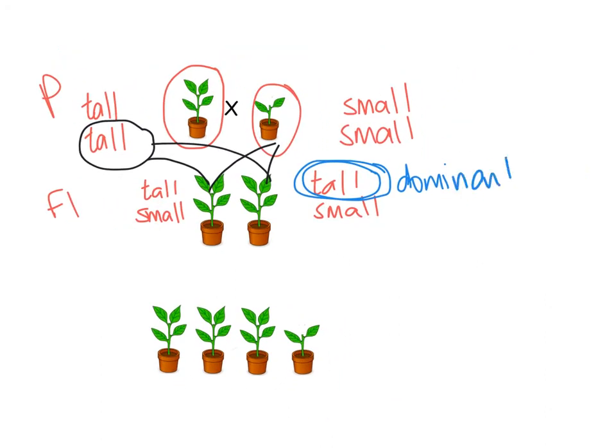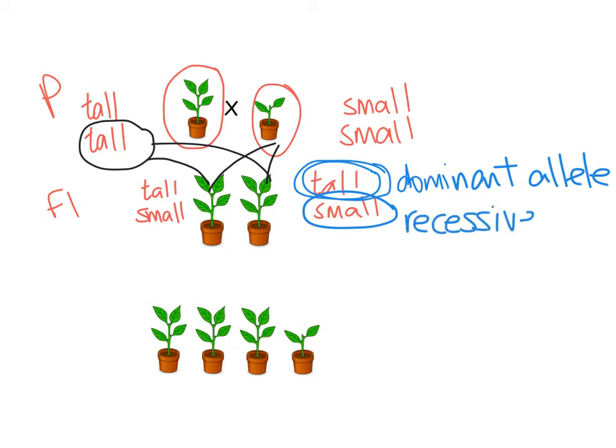And the small one, well, it's there, but there's no sign of it. It's basically ignored. The opposite to dominant in genetics is recessive. So in this case, the small one is the recessive allele.